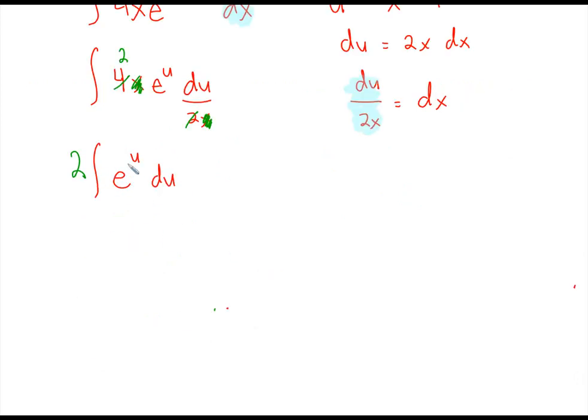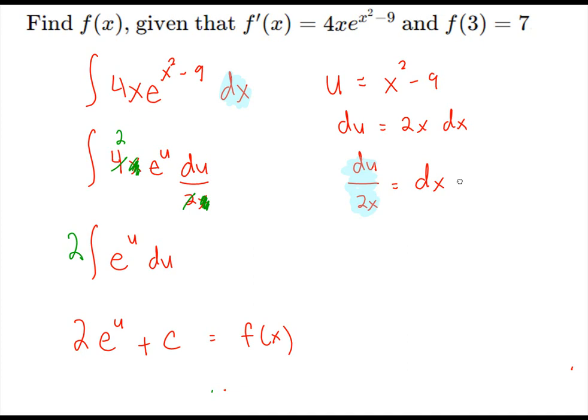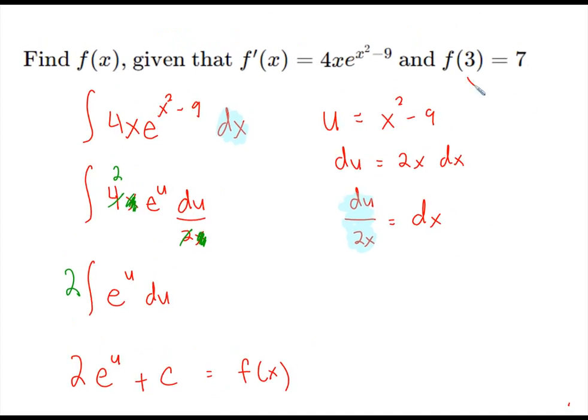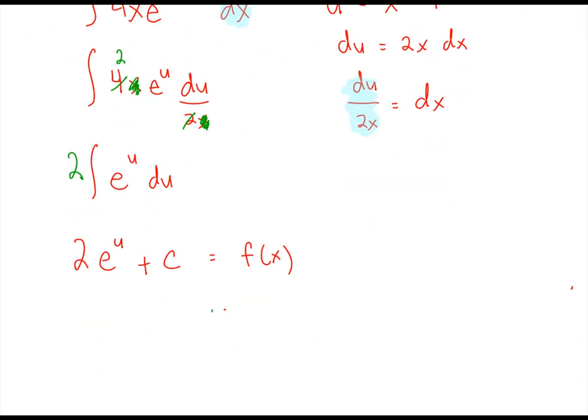So now the last thing I'm going to do is integrate this. So I'm going to have 2. The integral of e to the u is just e to the u itself plus c. So this right here is equal to f of x. Now they gave us a value earlier. f of 3 is equal to 7. Now remember, think of it as your x and your y. So 3 and 7, so that means I can substitute these values to find the c.